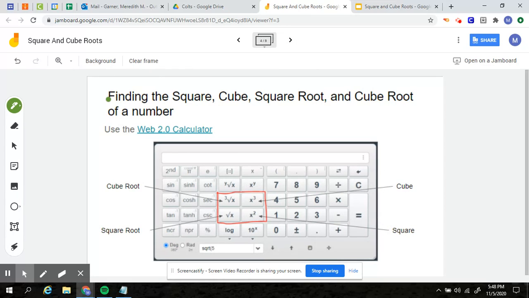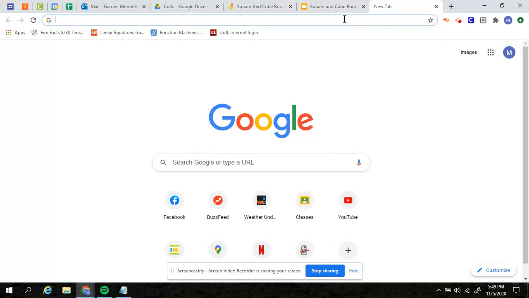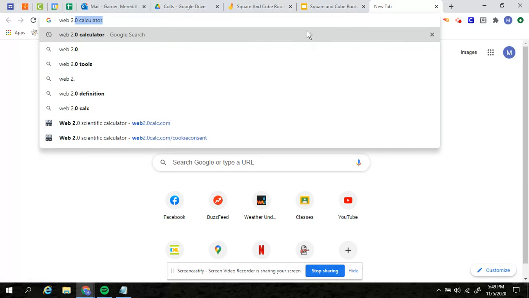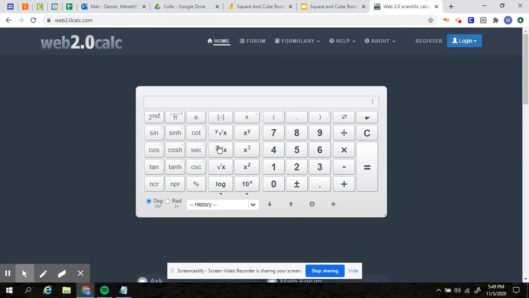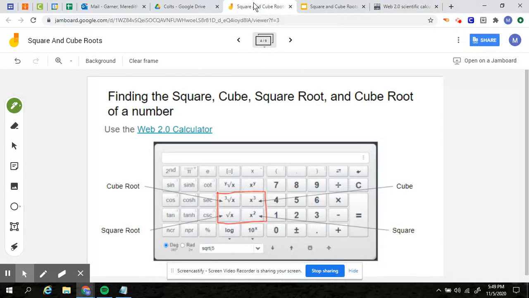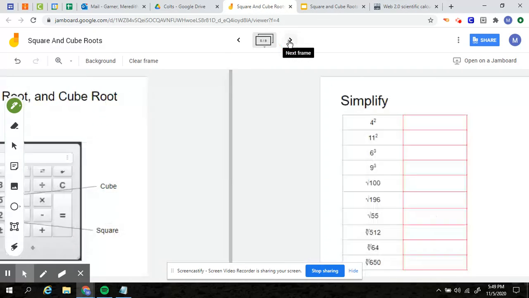The best calculator to be using for this unit is this Web 2.0 calculator. You can find this just by Googling that, and it's going to be this very first option here. But you will see that you have these 4 buttons. In the middle here, you have the cube root with the little 3 in front of that check mark, the square root, and then x to the third power, that's your cube, and then x to the second power, that's your square. So that is going to be what we will be using here.